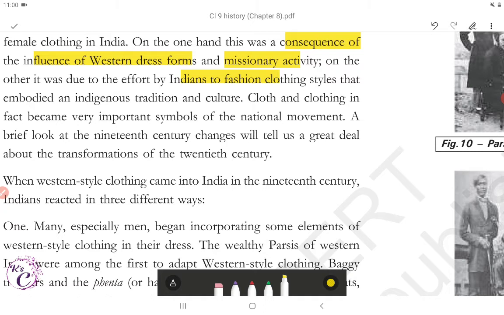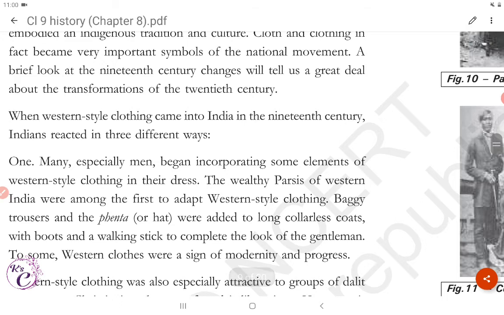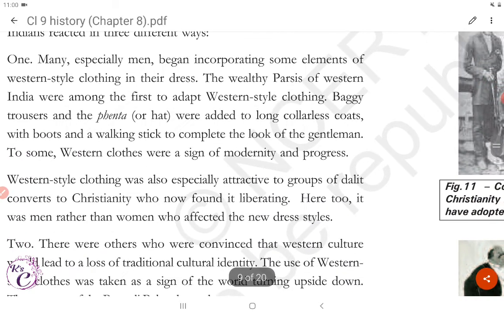Clothes and clothing, in fact, became very important symbols of the national movement. A brief look at the 19th century changes will tell us a great deal about the transformations of the 20th century. When Western style clothing came into India in the 19th century, Indians reacted in three different ways.